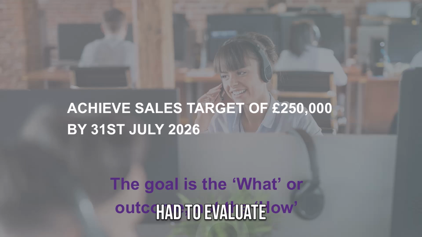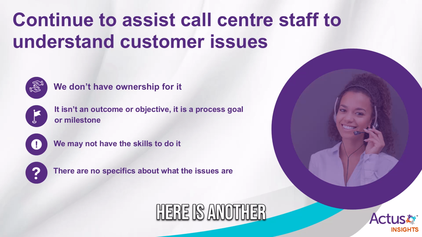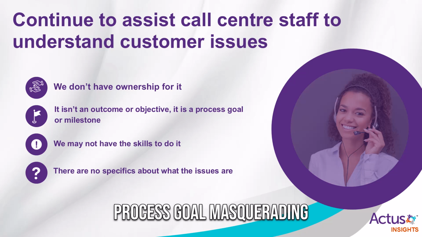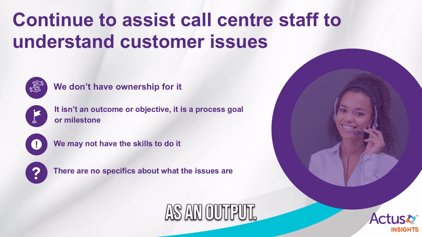However, if you had to evaluate whether they had achieved a target of £250,000 by the 31st of July 2026, you absolutely would be able to see evidence of this, as it's a clear goal. Remember, the goal is the what. All too often we see the how set as an objective, and these are processes, not outputs. Here is another example of a process goal masquerading as an output.